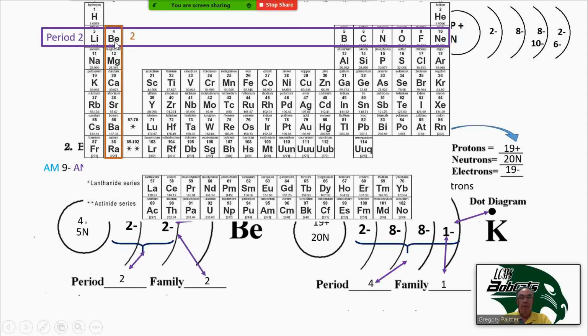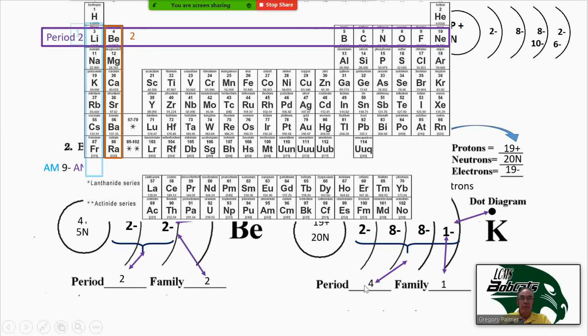When we look in family 2, for the 2 energy levels, there it is. There's beryllium, right where it's supposed to be. It also has an atomic number of 4 because of these 4 protons, and it shows us here that it has an atomic number of 4. So we did this correctly, and the periodic table was made correctly, and beryllium is in the right place. Now let's check this potassium.